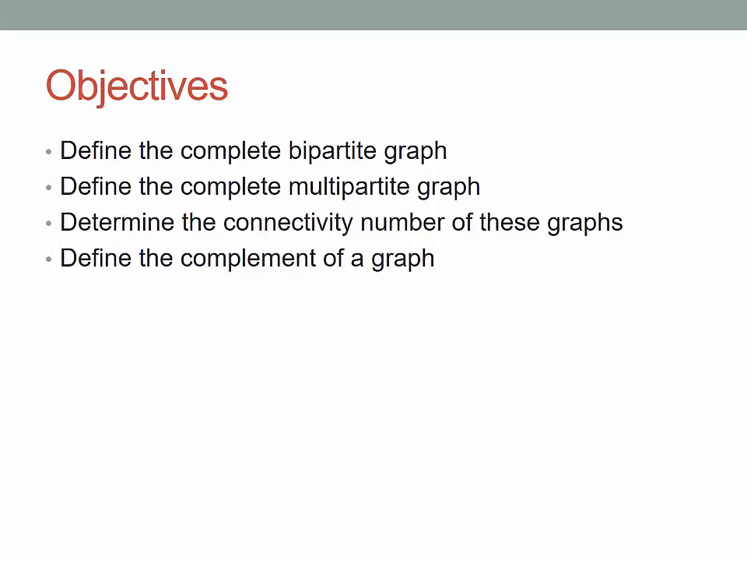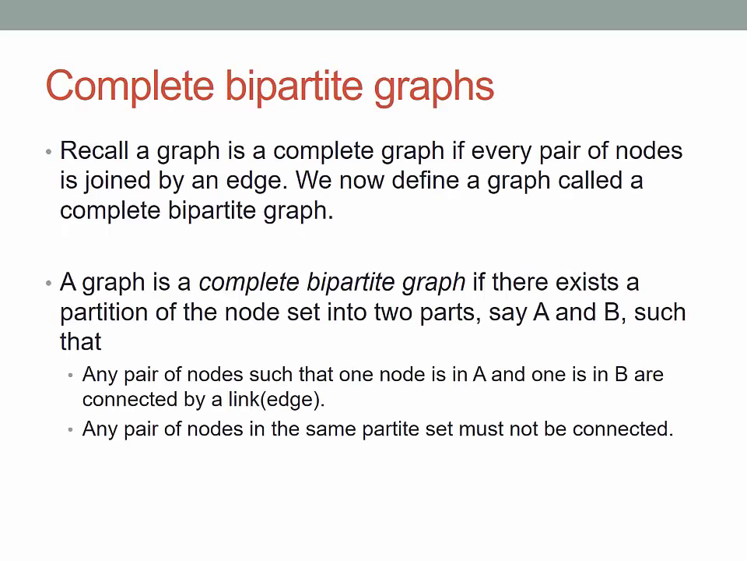We're going to define the complete bipartite graph, the complete multipartite graph, the connectivity number of these graphs, and we're going to define the complement of a graph. So first, the complete bipartite graph.